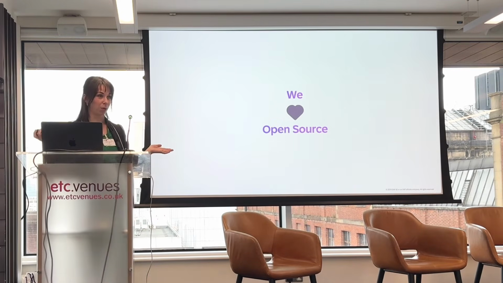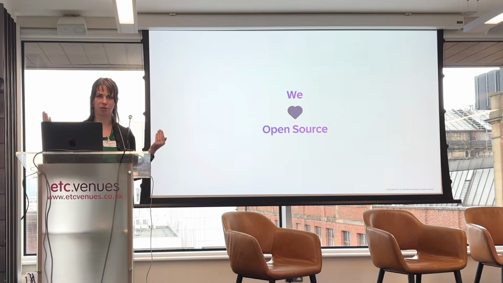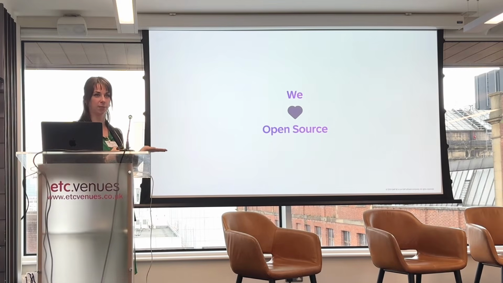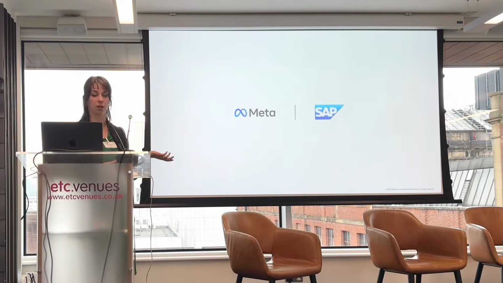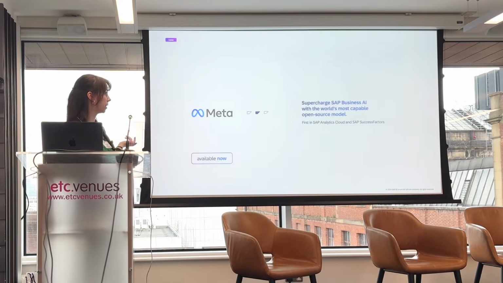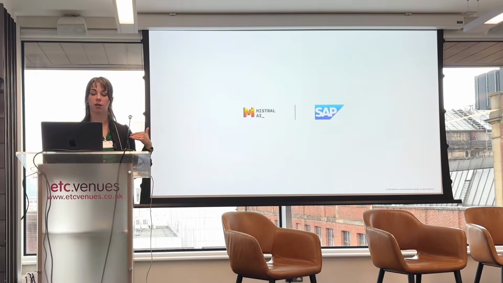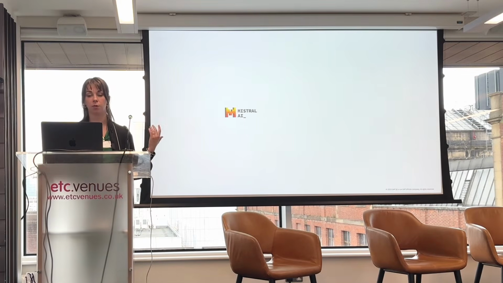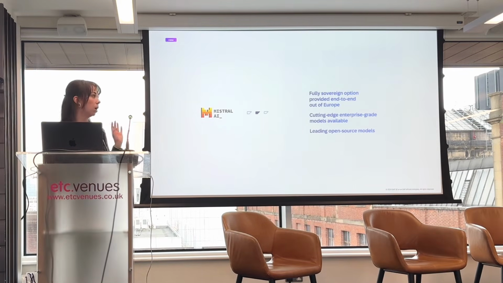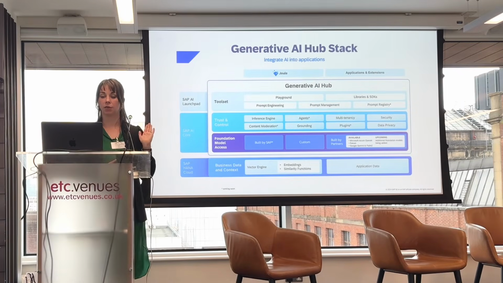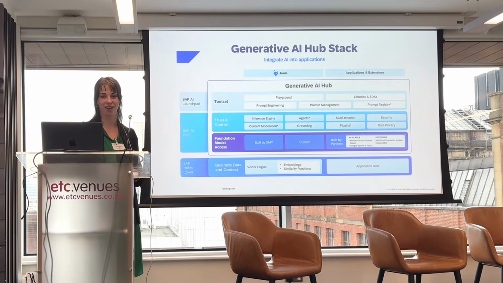Again, we also love open source. We talked a bit about these different advantages and disadvantages earlier in the panel, right? So you also have the possibility to access open source models, for example, from Meta. We're doing this as well already. We just announced at Sapphire two weeks ago that we also now have Mistral available, which is another open source model. And now we go a bit deeper into what the Generative AI Hub is.